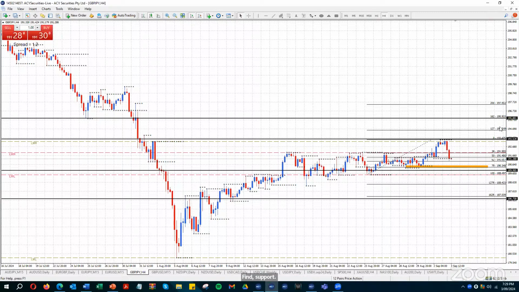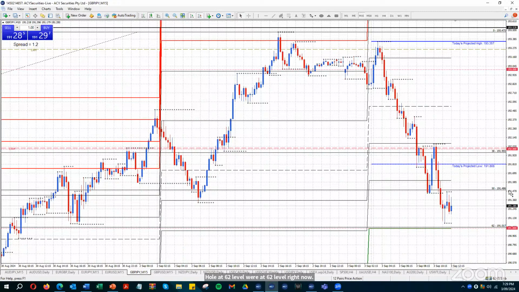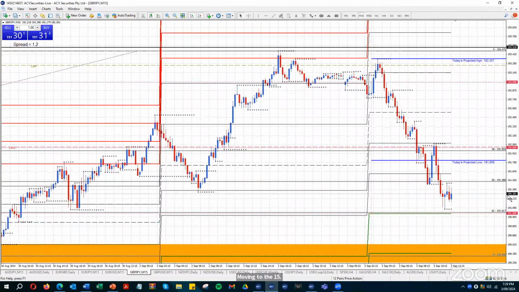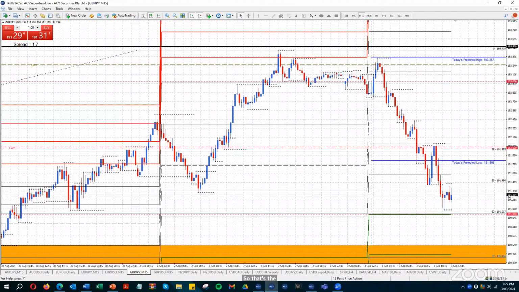All right. Could hold at the 62 level. We're at the 62 level right now. Just move into the 15. So that's the area, that's the lower area. I always look for the lower area because it gives you better risk reward. But 62 levels here at 190.101, 190.100 there. We're just trading below yesterday's low, so we could get support from yesterday's low.